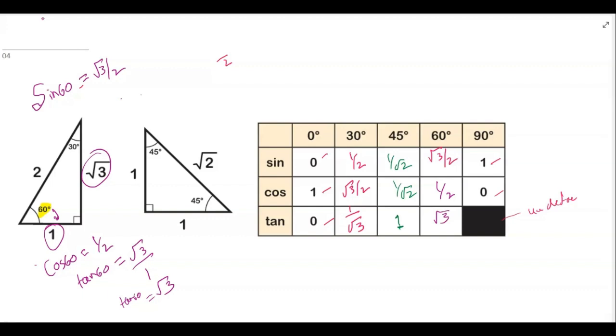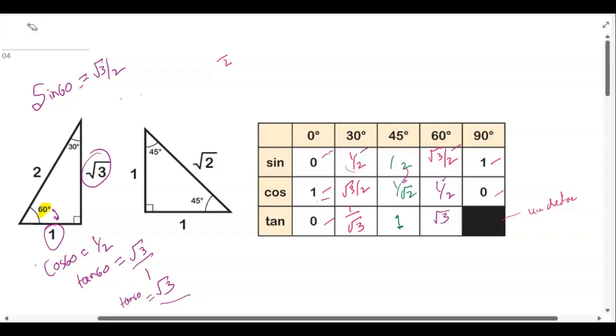We are getting here 1 by 2, 1 by root 2, root 3 by 2. If you observe the table, it is 0, 1 by 2, 1 by root 2, root 3 by 2, and 1. Now write this second table. To memorize, this is the best trick: just go in reverse order. 1, root 3 by 2, 1 by root 2, 1 by 2, and 0. Just reverse it. Got it?